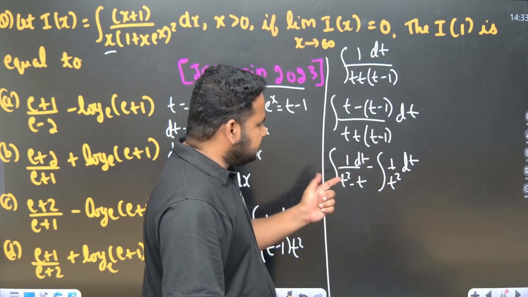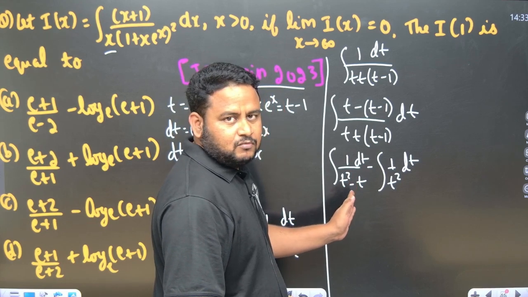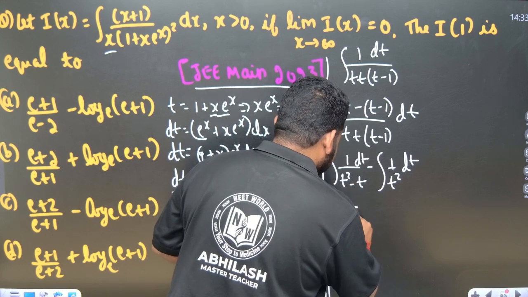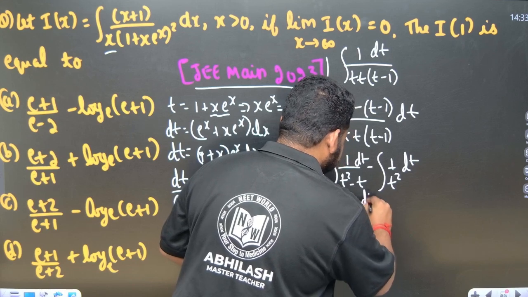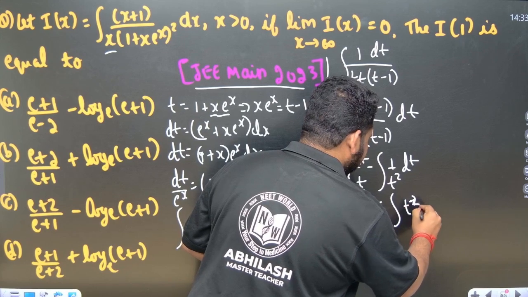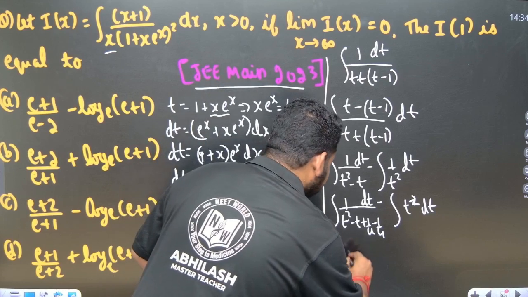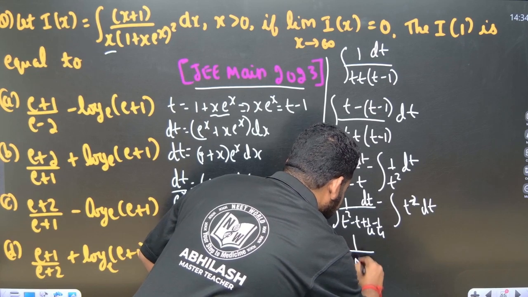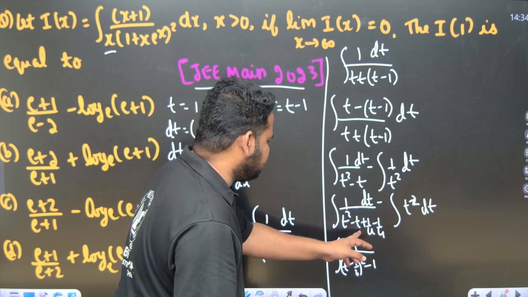What about this one? Here I can use the completing the square method on t square minus t. The coefficient of t is 1, so I have to divide by 2 and square it. So, this will become 1 by (t square minus t plus 1 by 4 minus 1 by 4) dt. This is the completing the square method. This will ultimately become 1 by (t minus 1 by 2) whole square, plus 1 by 4 minus 1 by 4.